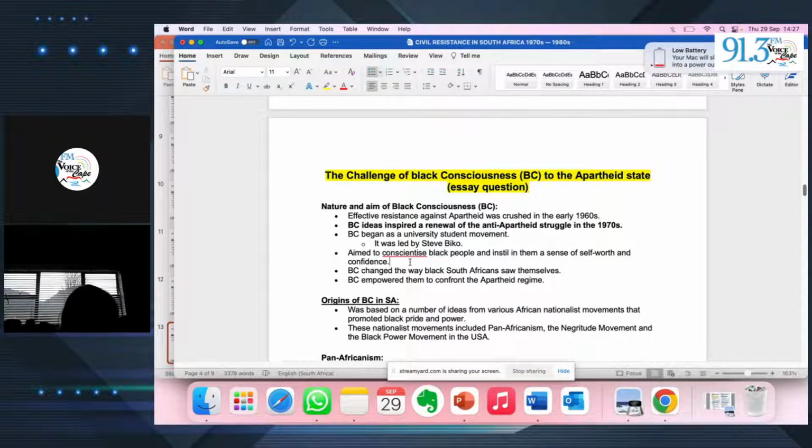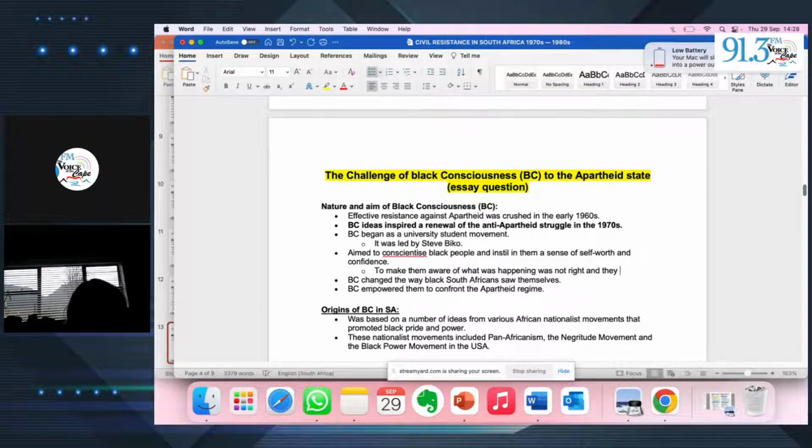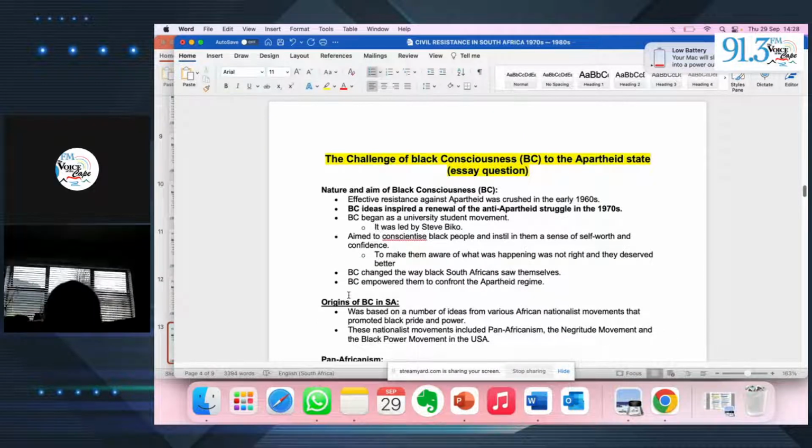To conscientize, to make them aware of what was happening was not right and they deserved better. Black consciousness changed the way Black South Africans saw themselves and empowered them to confront the apartheid regime.